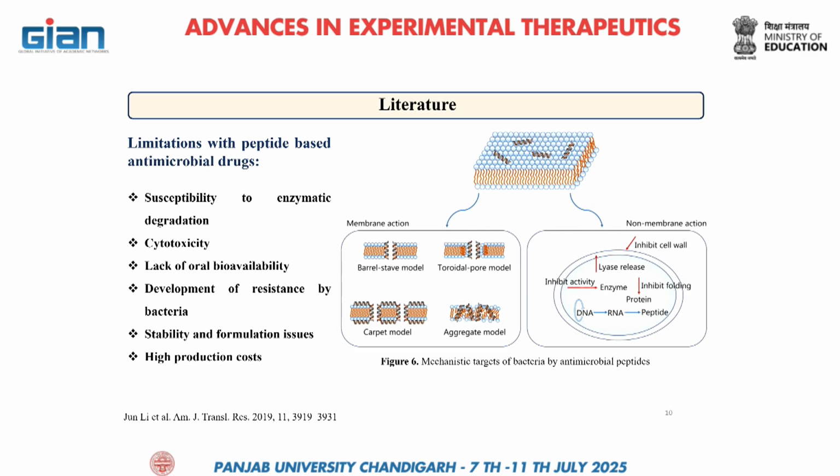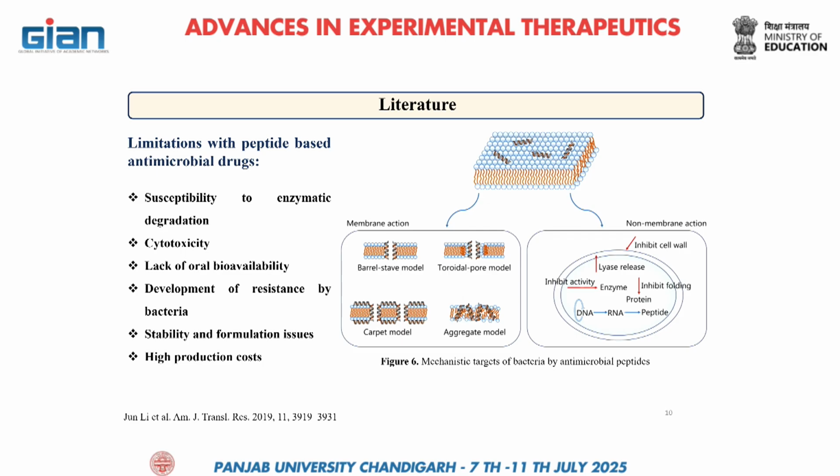Either these peptides will create this type of barrel-shape model, which means it will create a hole from where the protoplasm will come out, or it will create the toroidal pore, or the carpet model. This is the bacterial cell wall, and something is attaching here, here, here. After that, whenever there is bacterial fission from that area where we have the carpet model, the protoplasm will come out, and it will cause bacterial cell death.